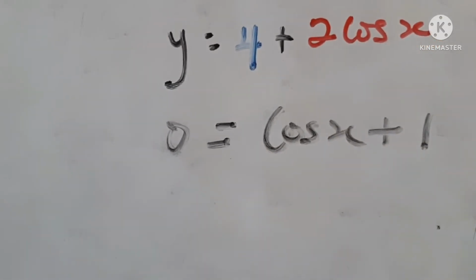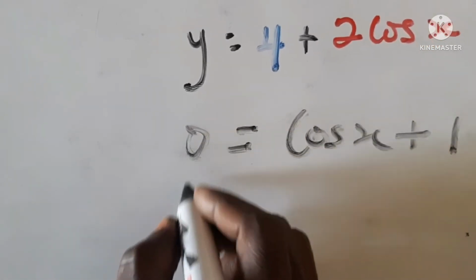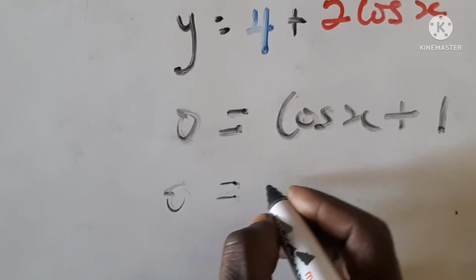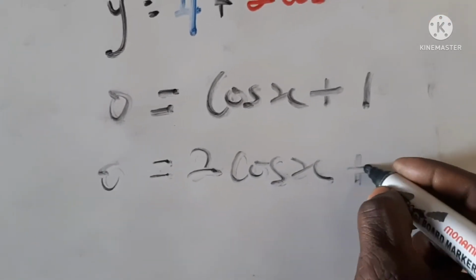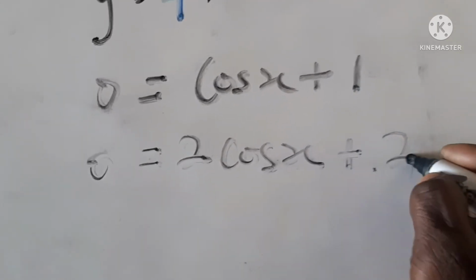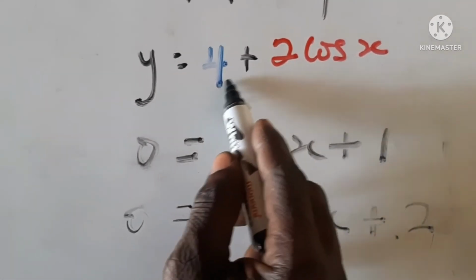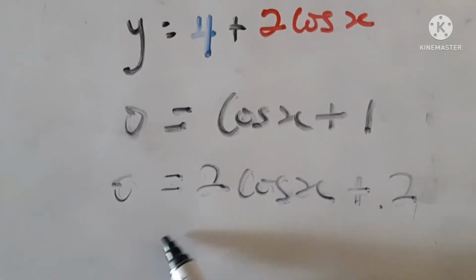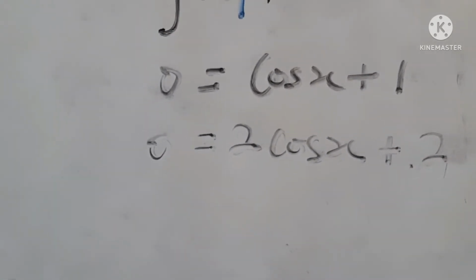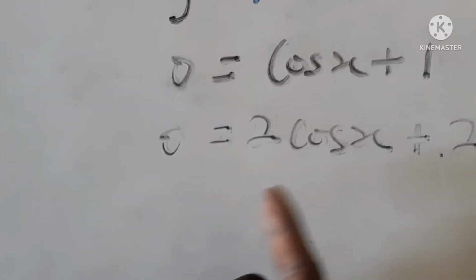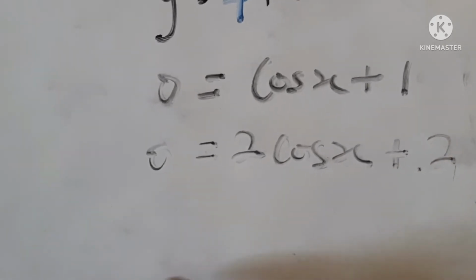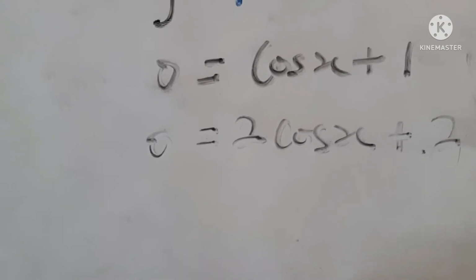If you multiply by 2, this gives us 0, which should be equal to 2 cos s, and then plus 2 multiplied by this one, which will also give us 2. Still, we are not there. We are having 4 plus 2 cos s. So what do you think you can do here? We can add 2 to both sides of the equation.